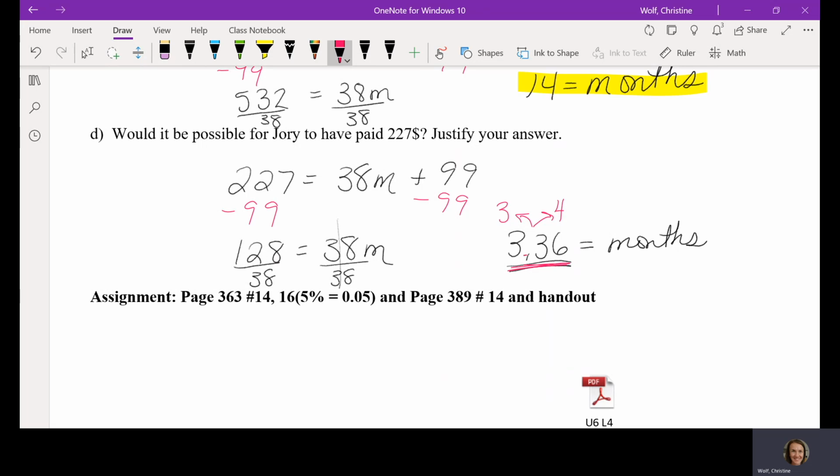If he quit the gym after 3.36 months, so that's maybe 3 months and, I don't know, 10 days or so, they would still have made him pay for 4 months. So this price doesn't make sense. That wouldn't have happened. Okay, so that's how you do it.